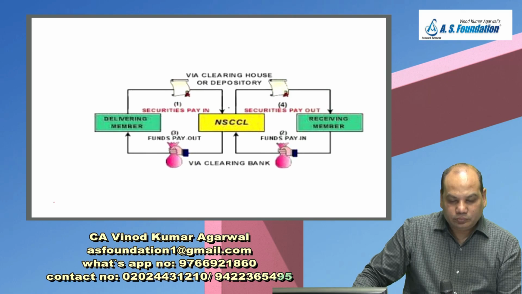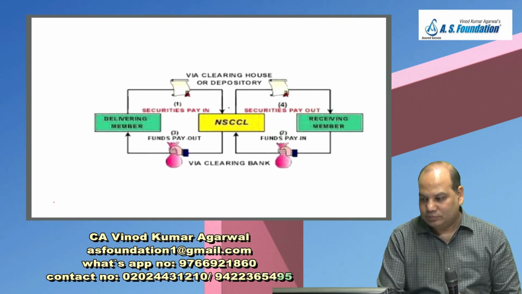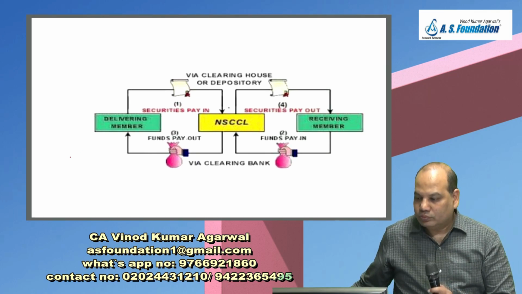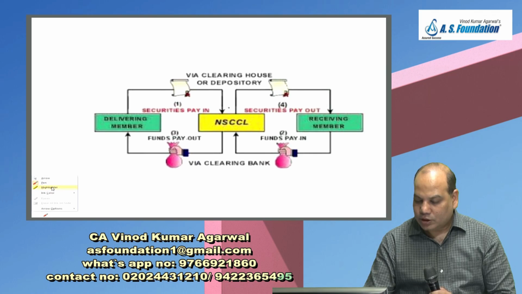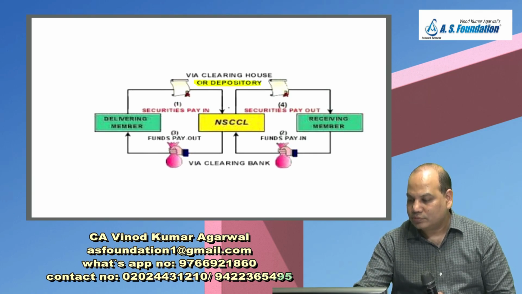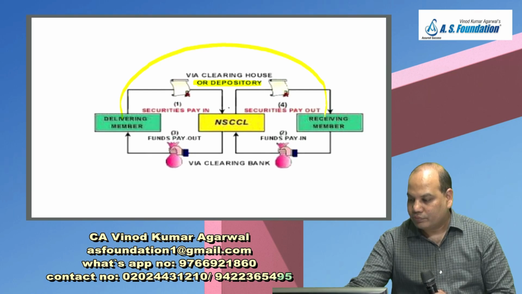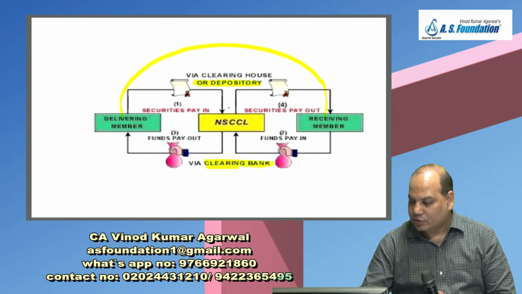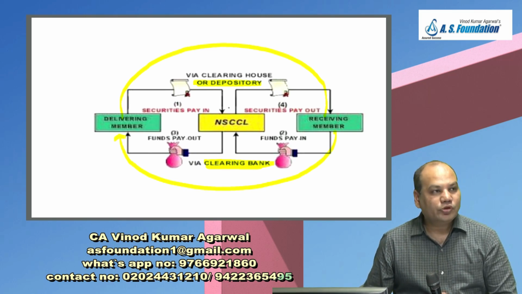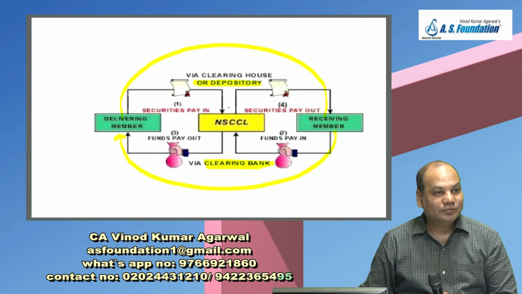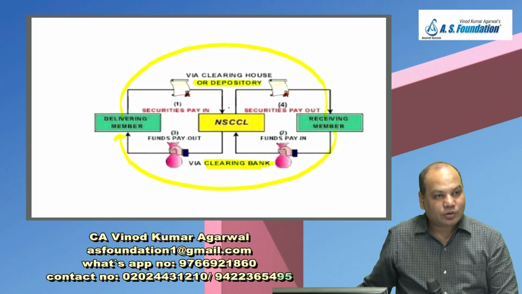I hope you have drawn it. You can give the heading clearing and settlement. This transfer of shares takes place through the depository. The transfer of funds takes place through a clearing bank. Because shares are kept with the depository, the funds are transferred to the depository.